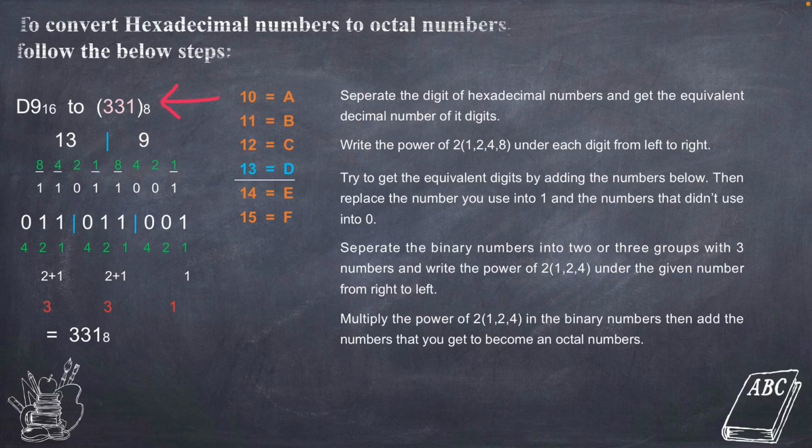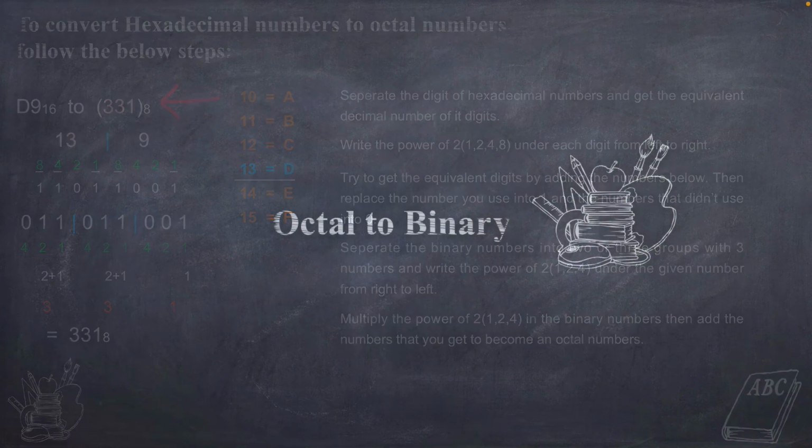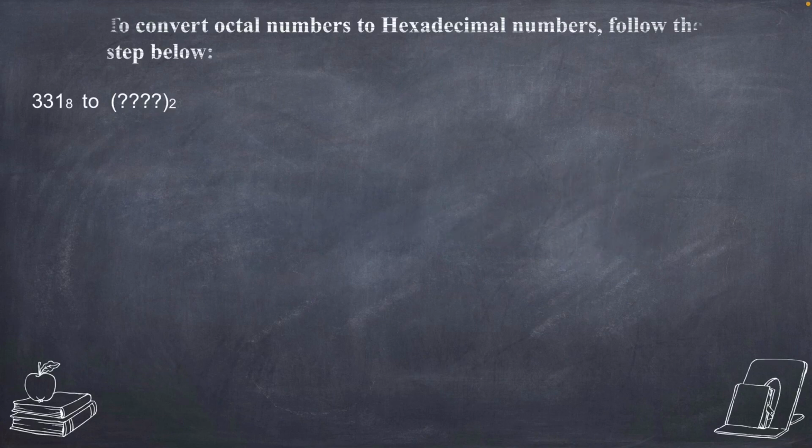So, napapansin nyo, diba? Tama naman yung ginawa natin na kinonvert natin yung 331 sa hexadecimal. Ang lumabas na sagot ay D9 base 16, diba? So, ganun na yun, diba? Then, next, octal to binary. So, itong octal to binary, madali lang to. Kaya, basic lang to. So, meron tayong 331 base 8 na i-convert natin sa binary numbers.